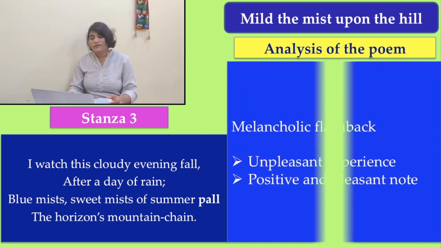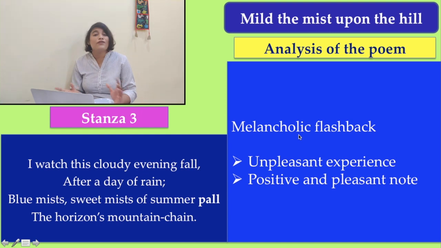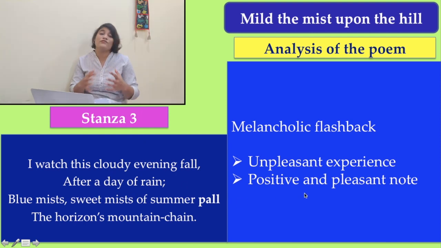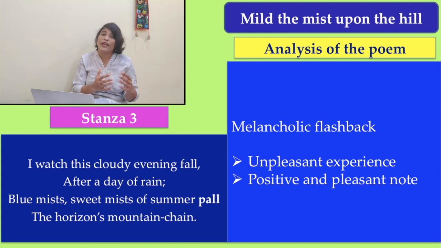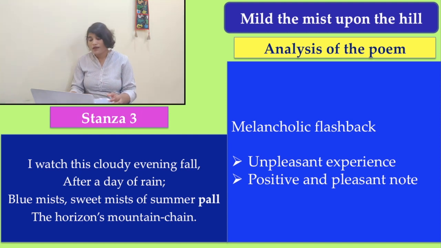Now, there was a melancholic flashback. As we read this stanza, there is an unpleasant experience in terms of rain and cloud, and a positive and pleasant note, because the blue mist and sweet mist, summer pall, and the mist, that is a recurrent metaphor for the poem, shows the whole ray of hope.